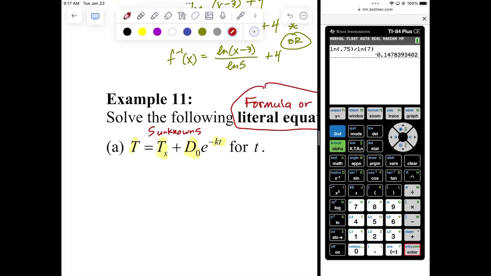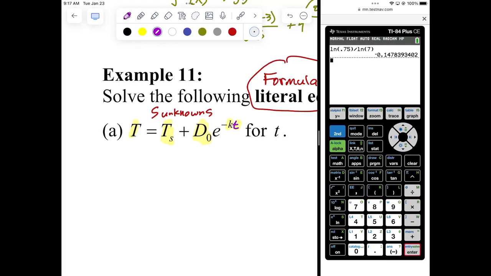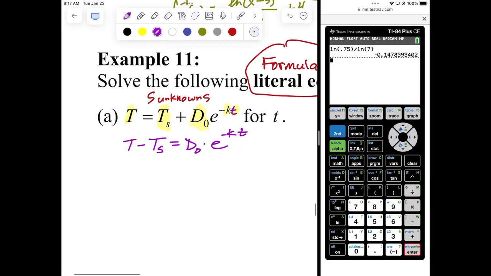So if I want to solve for t, that's this guy right here. What would be the first thing I would need to do? Subtract t sub s, right? It's a constant. So I get t minus t sub s equals d sub o times e to the negative k times t. All right. Now what do I need to do? I'm trying to get at the little t, so I need to get rid of the d sub o. Divide.